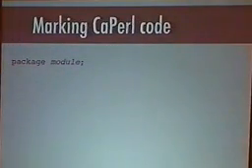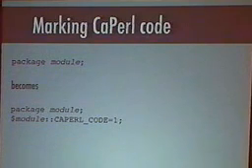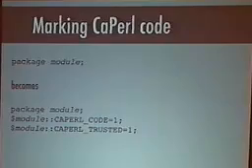So, marking Capel code. When you say package module, it becomes that. Package module, and $module, colon, Capel code equals 1. So it just sets a global within that module that says, this is Capel code. You'll see why later. If it's trusted, it also sets that, Capel trusted.